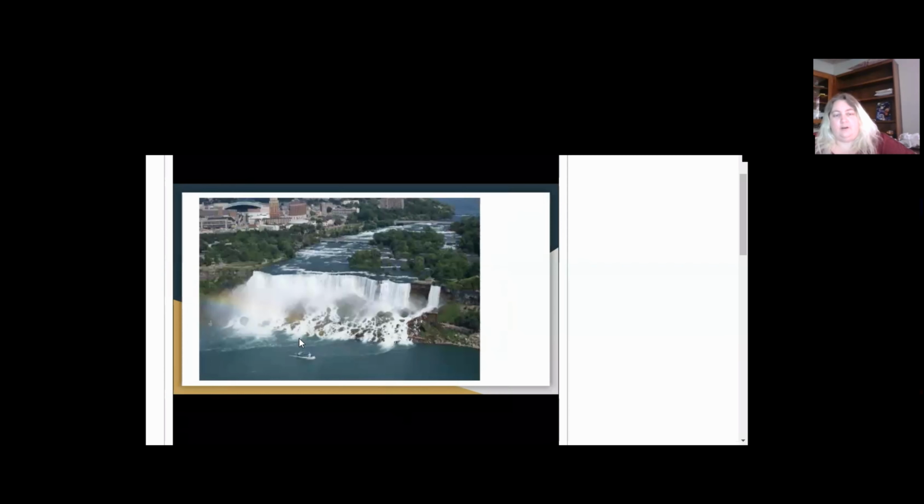There's another shot of the American Falls with the rainbow there. This is one of those Maid of the Mist boats down there. This is the USA over here. This is Goat Island. Here's Cascade Falls. And then Horseshoe Falls is going to be over here on the right-hand side, off screen.